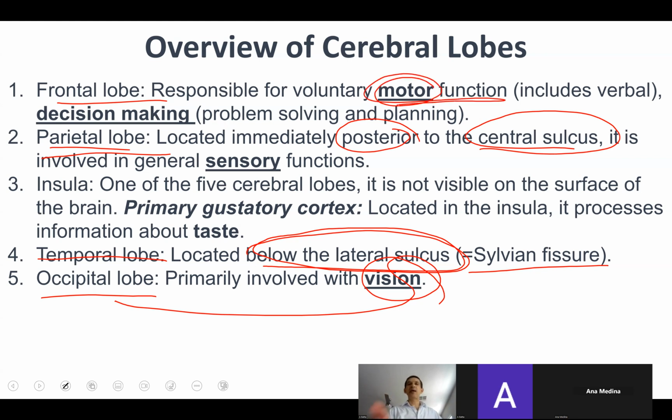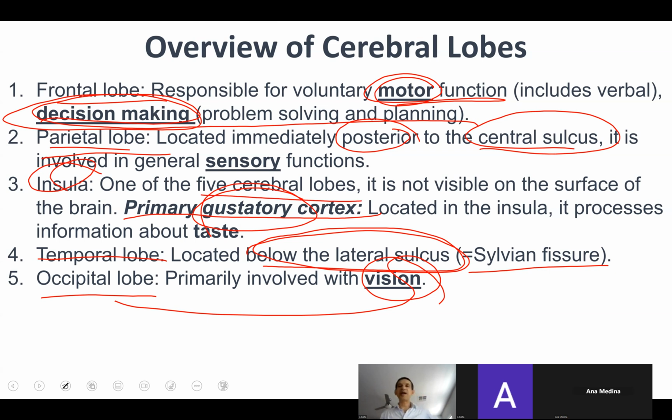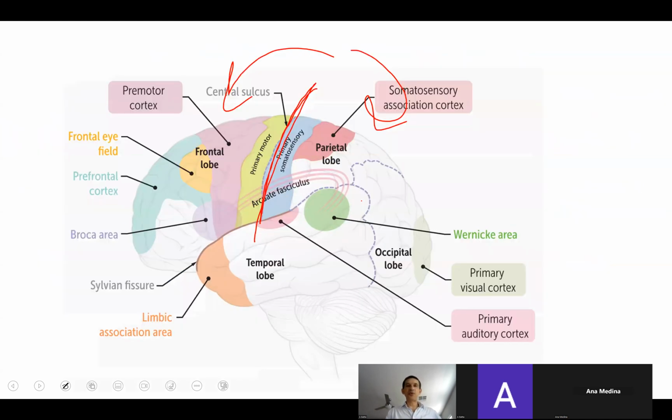So the frontal lobe does what? Motor activity. For example, talking. I'm talking to you right now. That's a lot of work for the frontal lobe. And also prefrontal lobe, mostly decision making. You're planning things and solving things. Insula, island, is the seat of taste. We have information about taste that's processed in the fifth lobe, and that's your insular cortex, or primary gustatory cortex.